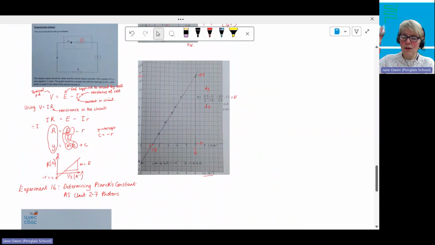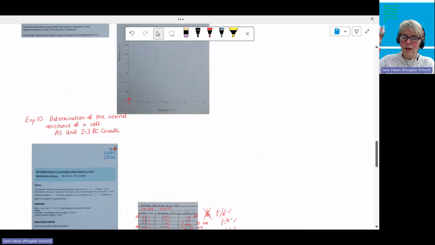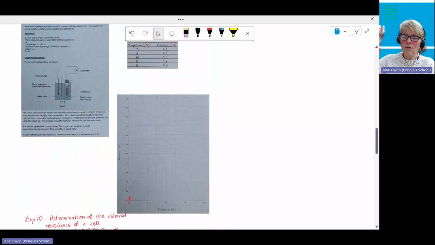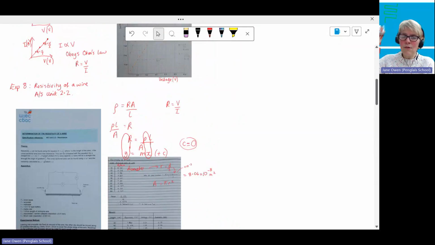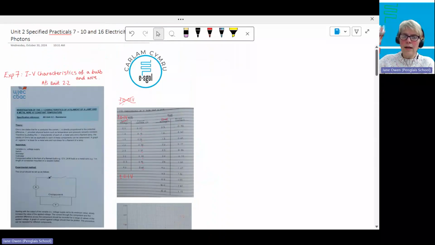I think we've done pretty well there to go over 5 experiments. Experiment 16, determining Planck's constant. Experiment 10, the internal resistance of a cell. The variation of the resistance with temperature of a wire. The resistivity of a wire. And the current voltage characteristics of a bulb and a wire.